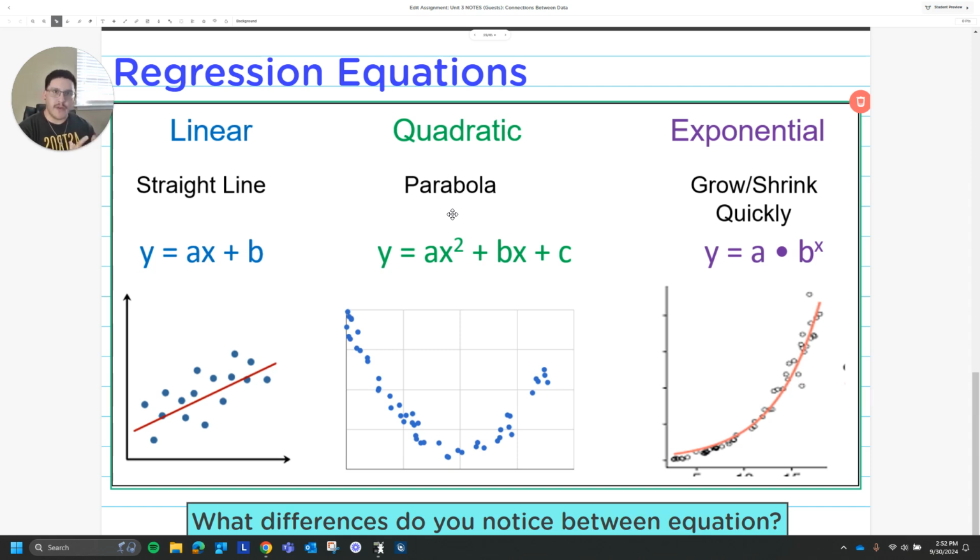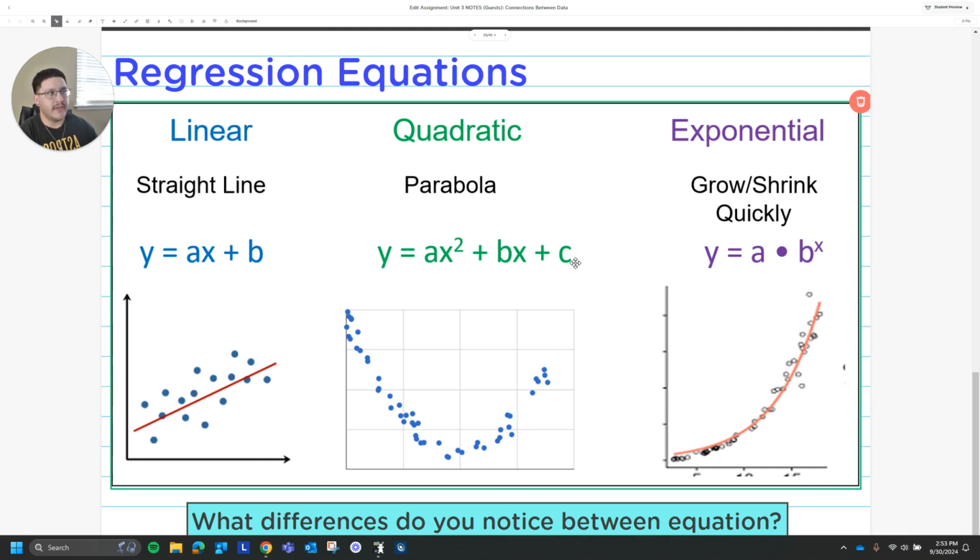Now, not every single graph is going to behave linearly. Sometimes you'll have some curvature to it, and so you'll have to understand which model would probably be better in that scenario. So we could have a quadratic relationship going on with the scatter plot, and so maybe instead we would use the quadratic regression line. The equation for that is y equals ax squared plus bx plus c.